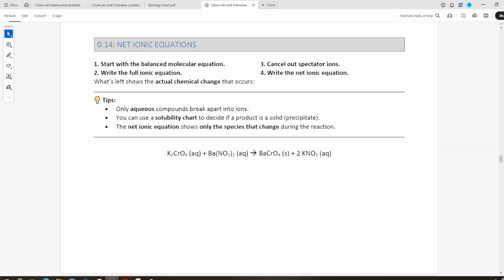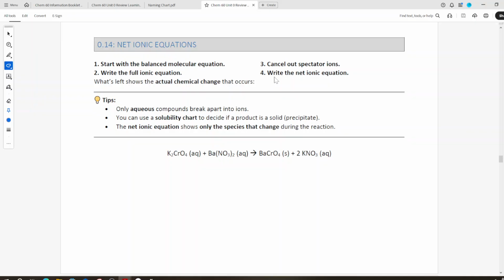Next little mini skill is writing net ionic equations. So what we are looking at is kind of the thing that's driving the reaction. You're going to start with a balanced molecular equation, just like we did in 0.13. Then you're going to write the full ionic equation, and then you're going to cancel out the spectator ions and be left with the net ionic.